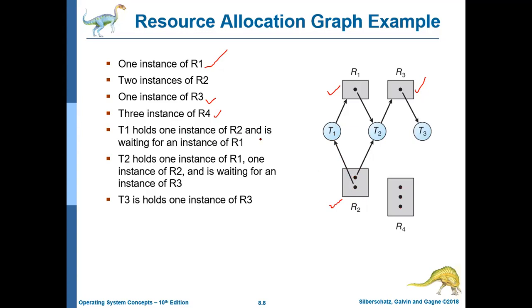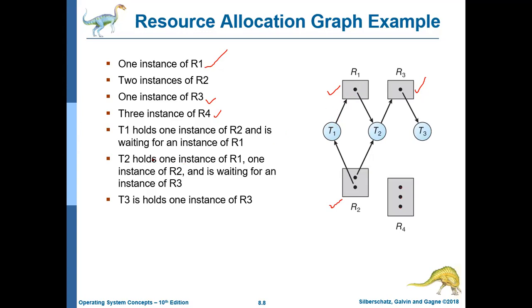Then T1 is waiting for an instance of R1. T1 is not having that resource. T1 is waiting. Waiting means an arrow from T1 to R1, T to R, not R to T. If the resource is properly allocated to T1, then the edge is from R to T. If it is waiting or requesting, then it means process to resource.